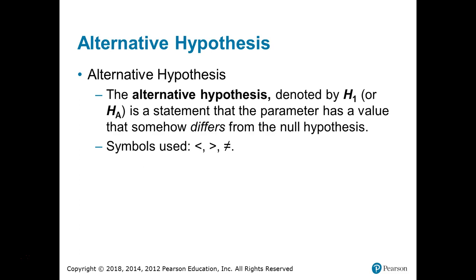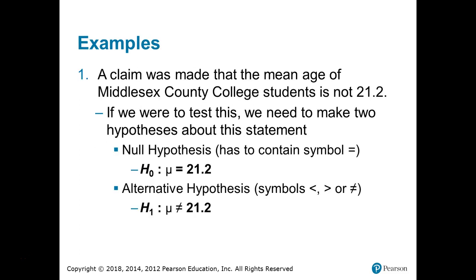So your null hypothesis and your alternative hypothesis will never overlap in values. It has to be either one or the other. It is either the null hypothesis or it's not the null hypothesis. So let's just do an example to bring a little bit more clarity to it.